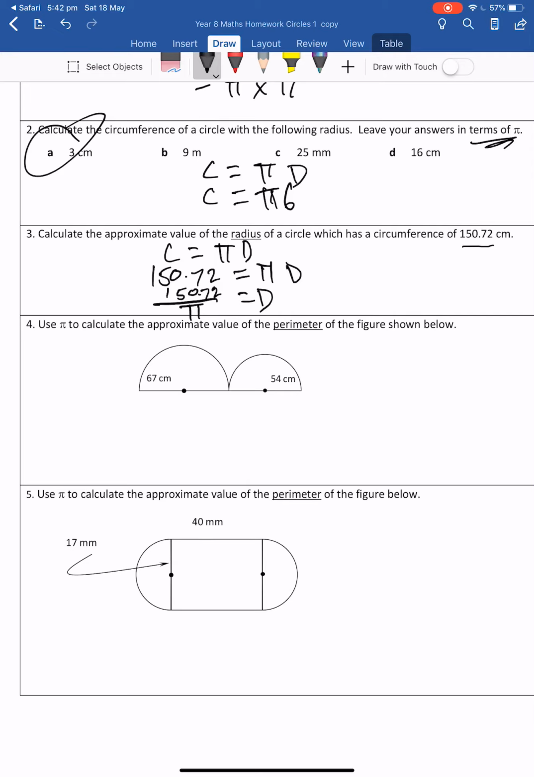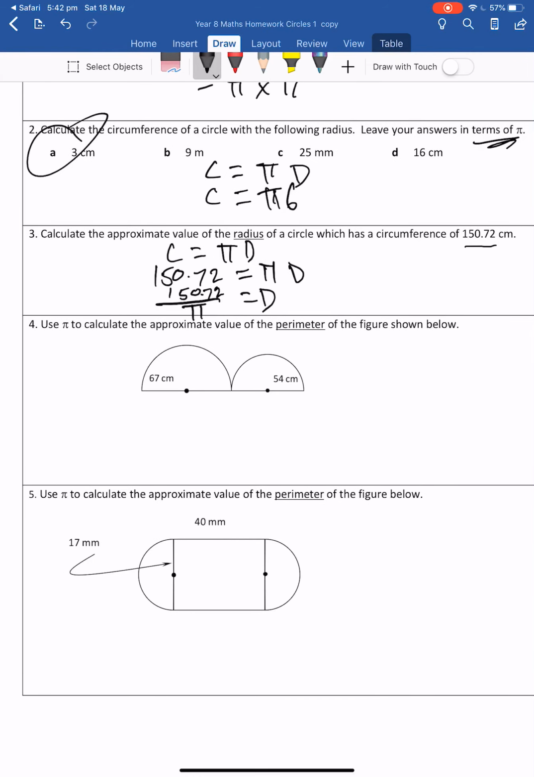Okay, the answer of that will give us the diameter, and if you want the radius, you obviously need to do half that. So the radius in this case is going to equal whatever the diameter is divided by 2. Okay, and I'll leave you to work that one out.